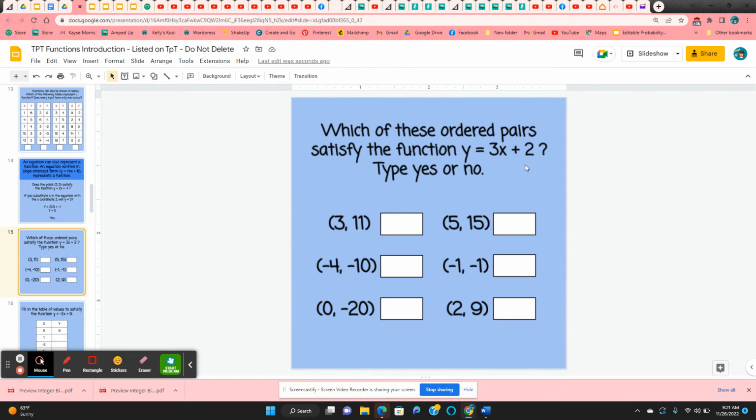They're given this function, y equals 3x plus 2, and does this ordered pair satisfy the function? Is this point on the line? So all they do is take their x value, substitute for the x here, and solve to see if they get the answer of the y. So in this case, if I put 3 in place of x, I'd get 9 plus 2, and y equals 11. So this one they would type a yes.